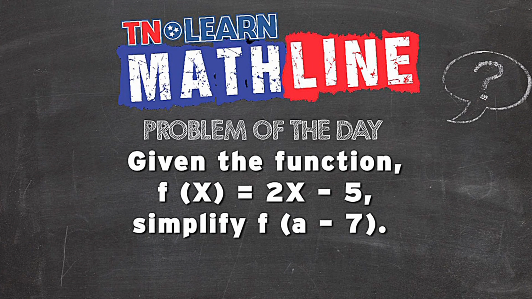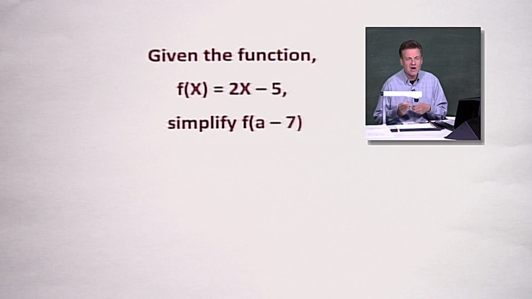Given the function, we're back to these functions, f of x equals 2x minus 5, we want to simplify f of a minus 7. Notice those parentheses. Again, that's given the function f of x equaling 2x minus 5. What happens to simplify f of parentheses a minus 7? All right, so let's take a look at this. Let's see how it works.